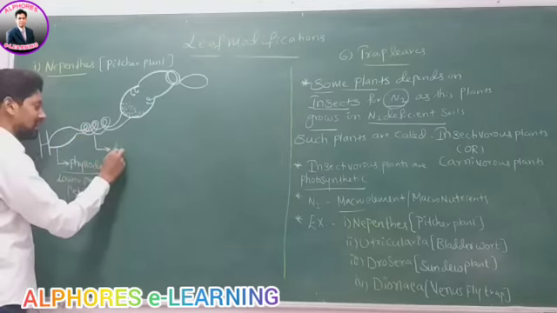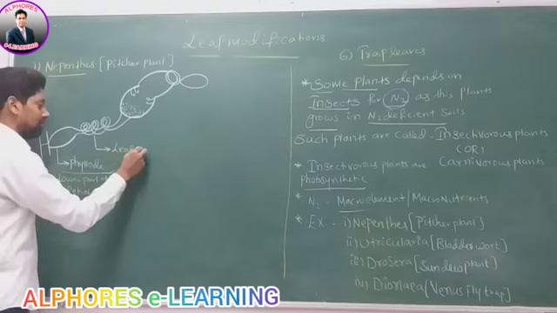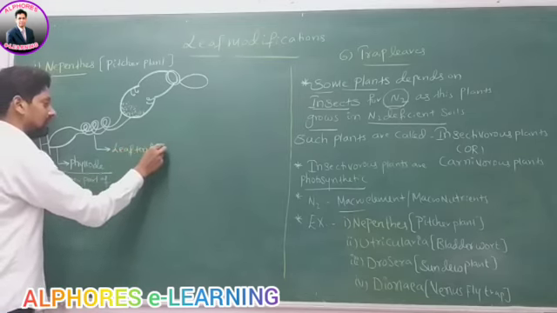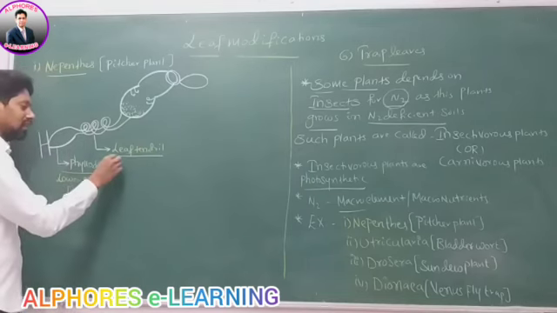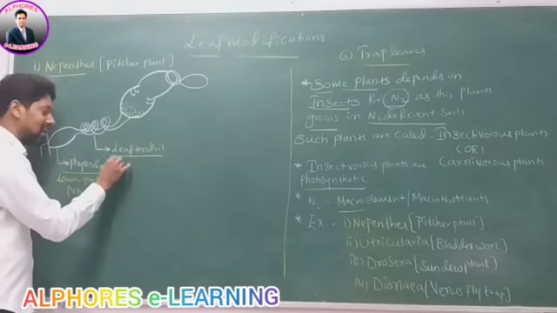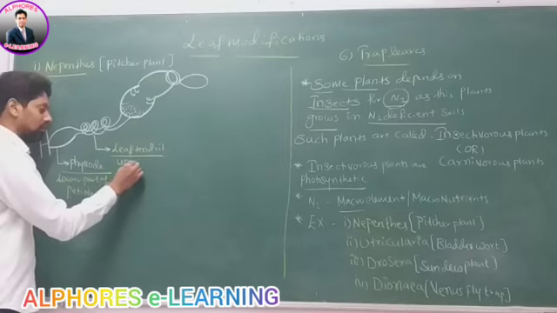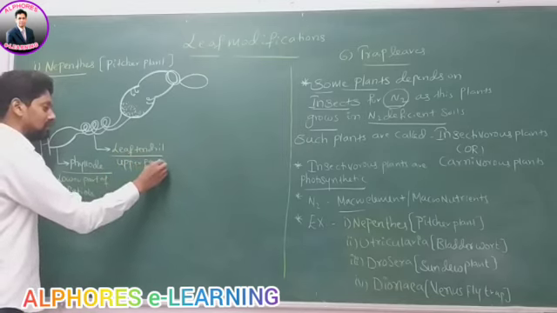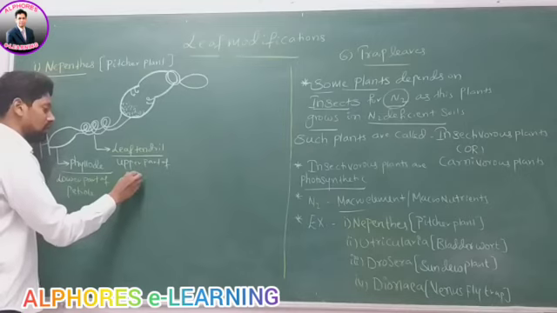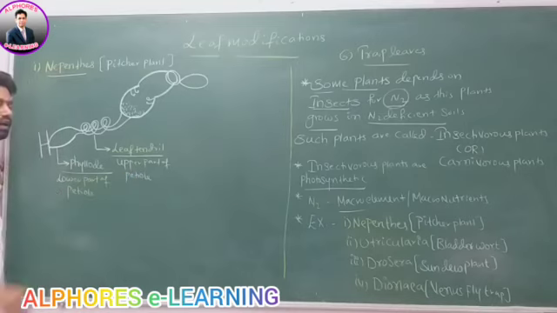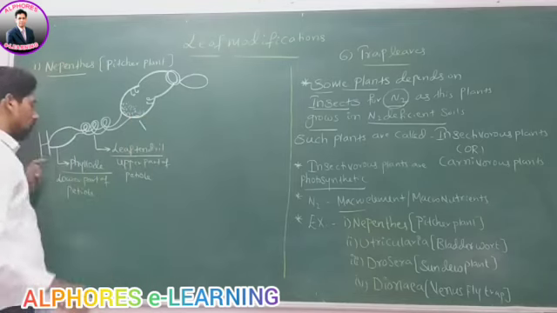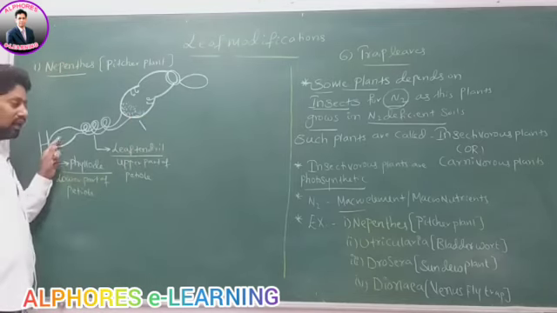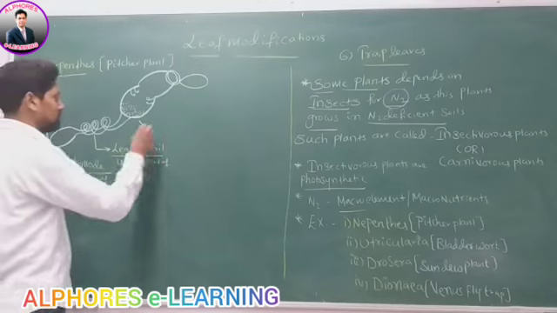So it becomes which tendril? Leaf tendril. Leaf tendril is nothing but a modification of which part of the petiole? Upper part of the petiole. Upper part of petiole is modified into leaf tendril. Therefore, the lower part of the petiole is modified into phyllodes, and the upper part of the petiole is modified into leaf tendril.